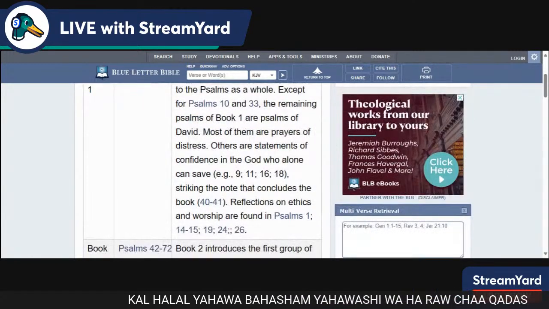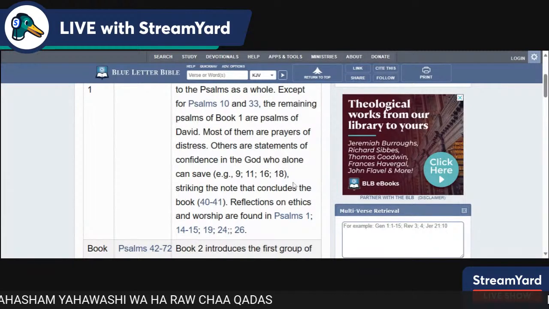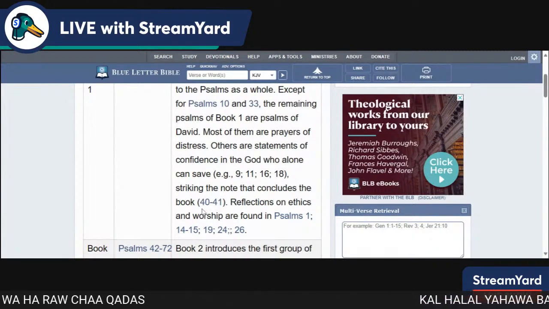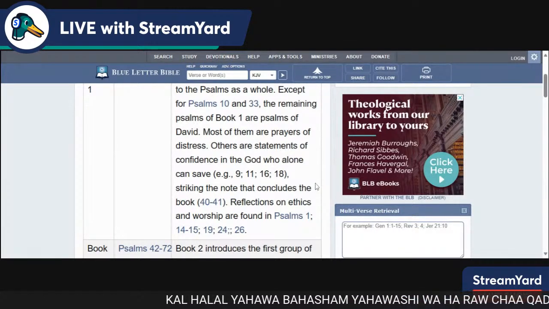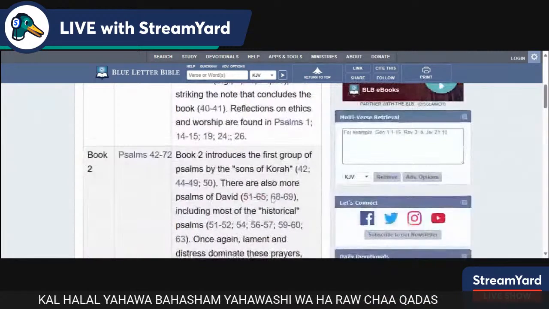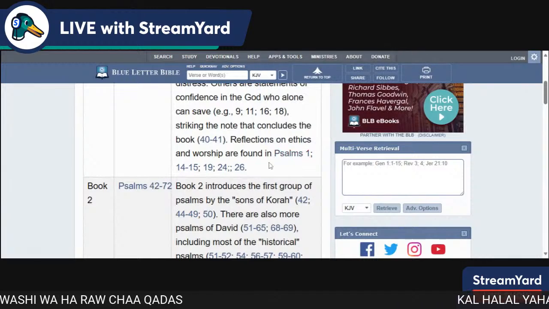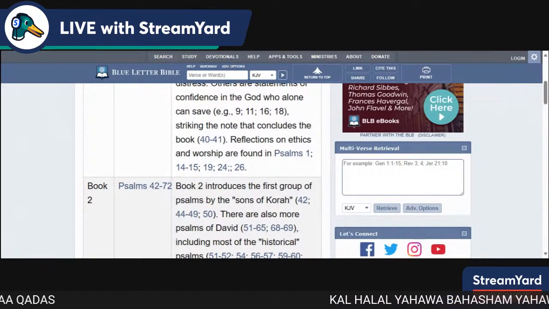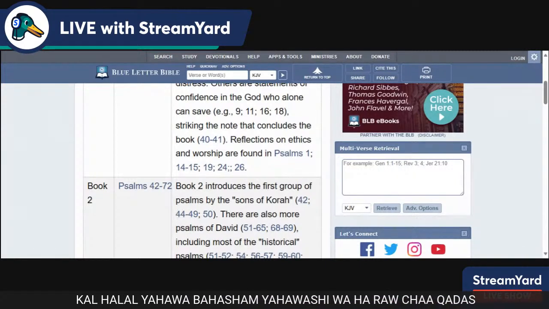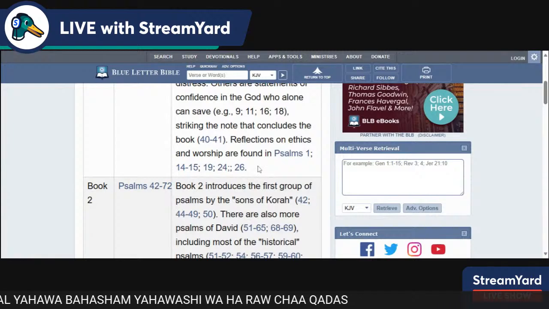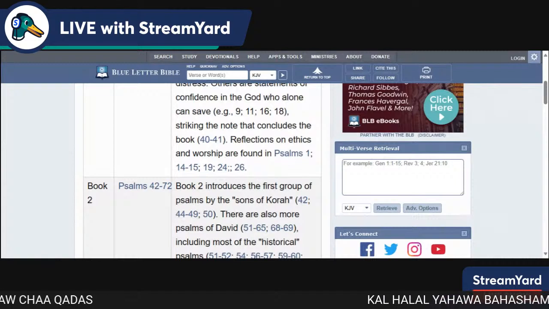Examples are Psalms 9, 11, 16, and 18, which are statements of confidence in the Most High. Striking the note that concludes the book are Psalms 40 to 41. Reflections on ethics and worship are found in Psalms 1, 14 through 15, Psalms 19, 24, and 26. And we'll read those Psalms since they are outlined in the structure.